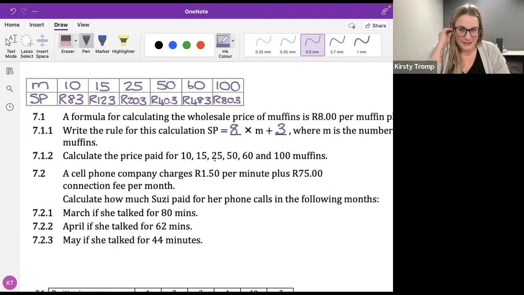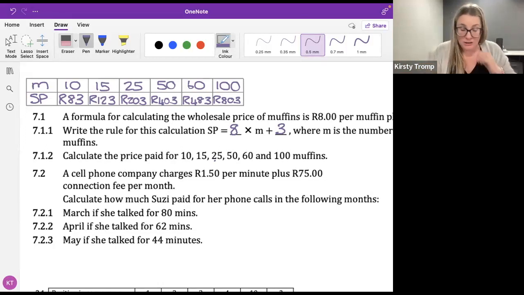Okay, let's have a look at this question. Let's read it through again one last time. So, a cell phone company is charging 1.50 rand per minute. In other words, every minute that you're on the phone, they charge you 1.50 rand. Plus 75 rand per month. So it doesn't matter how many calls you make during the month, they're going to charge you 75 rand before you even pick up the phone. Calculate how much Susie's paying for the phone calls in the month of March if she talks for 80 minutes.